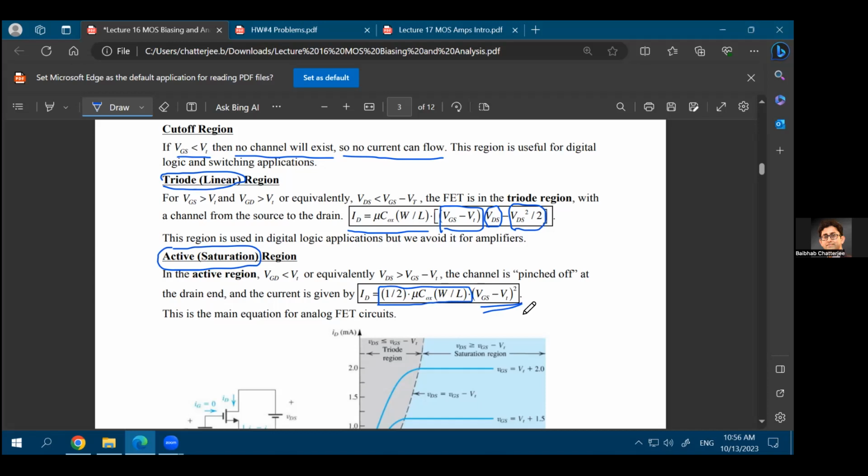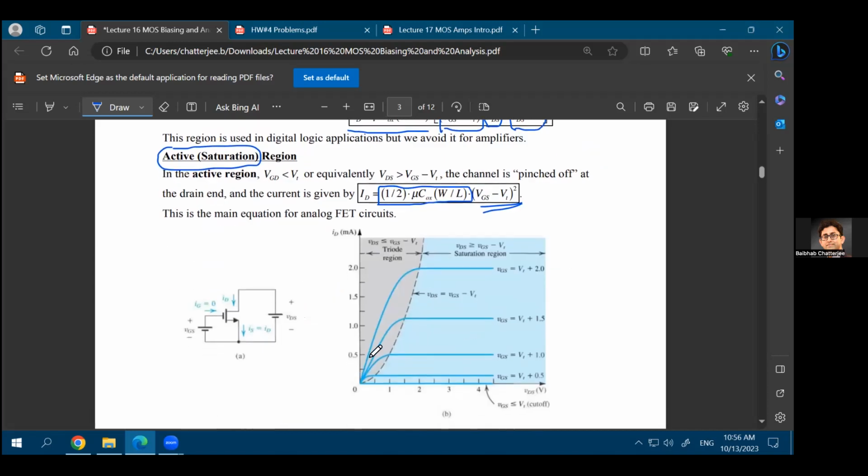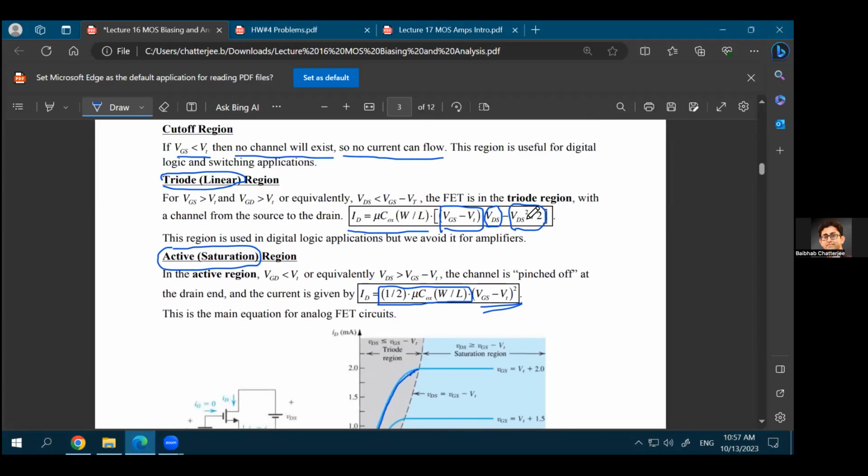And that is true because remember that this is the region of your triode, right? This is where your device is in triode. So till this point, it is following this equation. Now, at the maximum point, again, if you go back to the previous lecture, you'll see that this point occurs when your VDS is equal to your VGS minus VT.